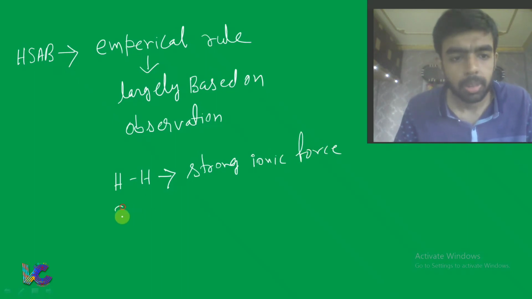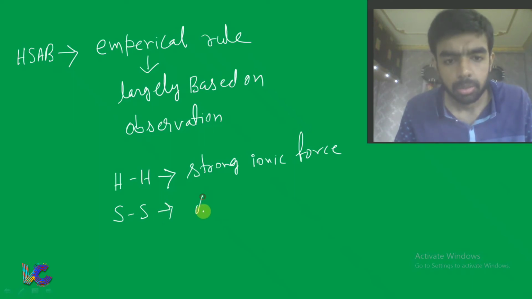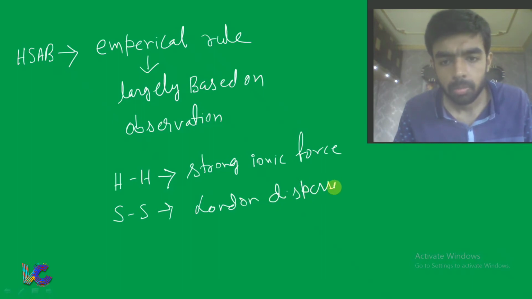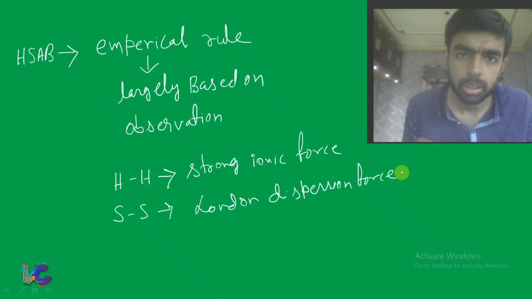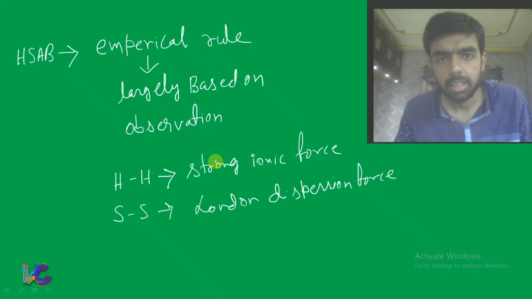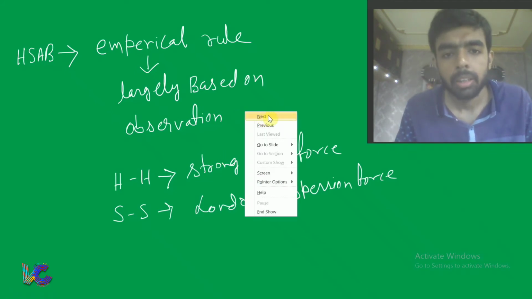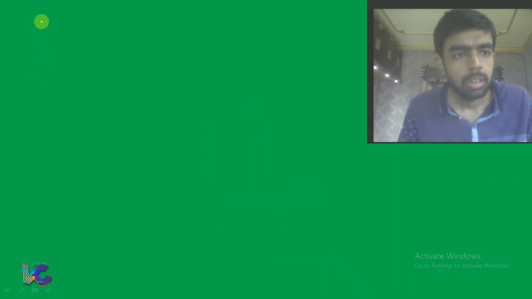And soft combinations are preferred according to the HSAB principle, maybe due to the London dispersion force. But again, the theoretical basis of the HSAB principle is still not understood fully. So it's an empirical rule which is largely based on observation. Fine. So what is the usefulness of this HSAB principle? Let's understand one by one. So we will read now the usefulness of the HSAB principle.